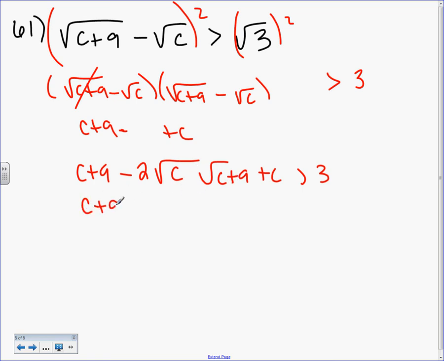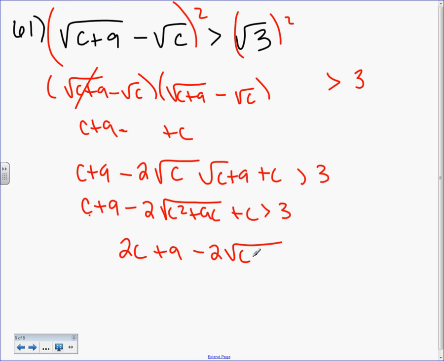So I've got C plus 9 minus 2, C squared plus 9C, plus that extra C at the back. Okay, so that's going to be 2C, right? Plus the 9 minus 2, the C squared plus 9C greater than the 3 for right now. I wrote myself a note. Oh, yeah, I see it. I see it now. Yeah, I think we're good.